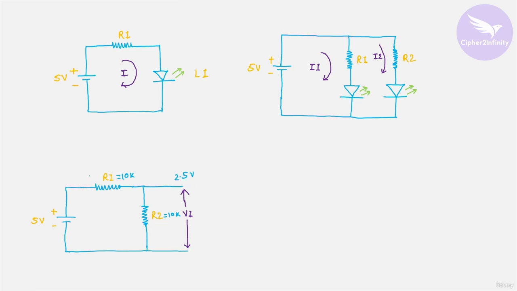So 2.5 volts will drop across resistor R1 and 2.5 volts will drop across resistor R2. Based on the value of the resistor you select here and the value of the resistor you select there, you can achieve a desired voltage at this point. So that's all about this particular circuit.